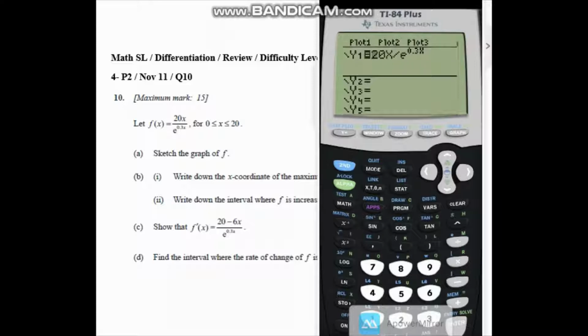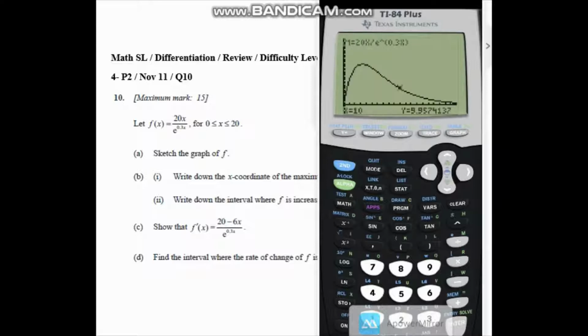So I've written down the equation of the function. Then I'm going to adjust my window. I've adjusted the x from 0 to 20 as per the given domain. As for the y, I've played around with it until I got a decent picture. So this is done by trial and error. Next, I shall click on trace, and there is my curve. So let's check out the marking scheme.